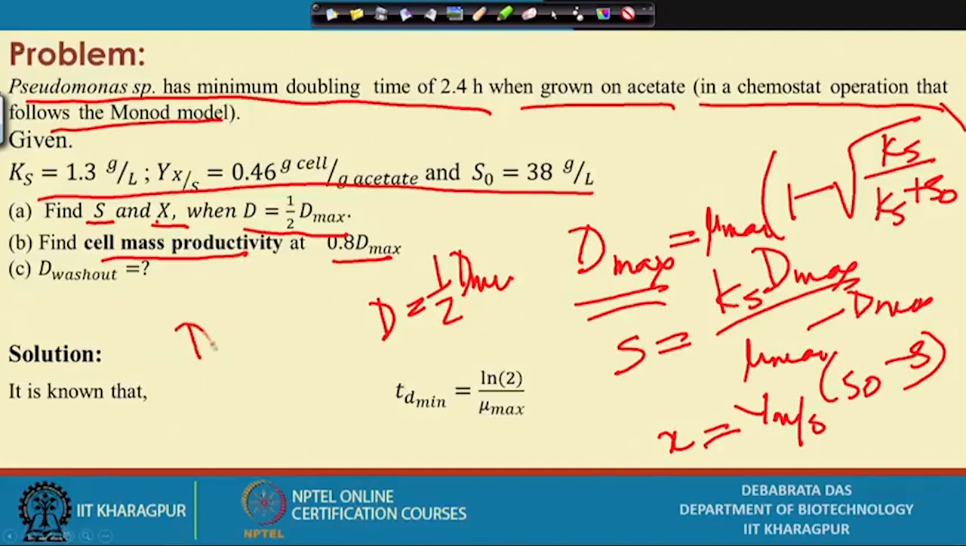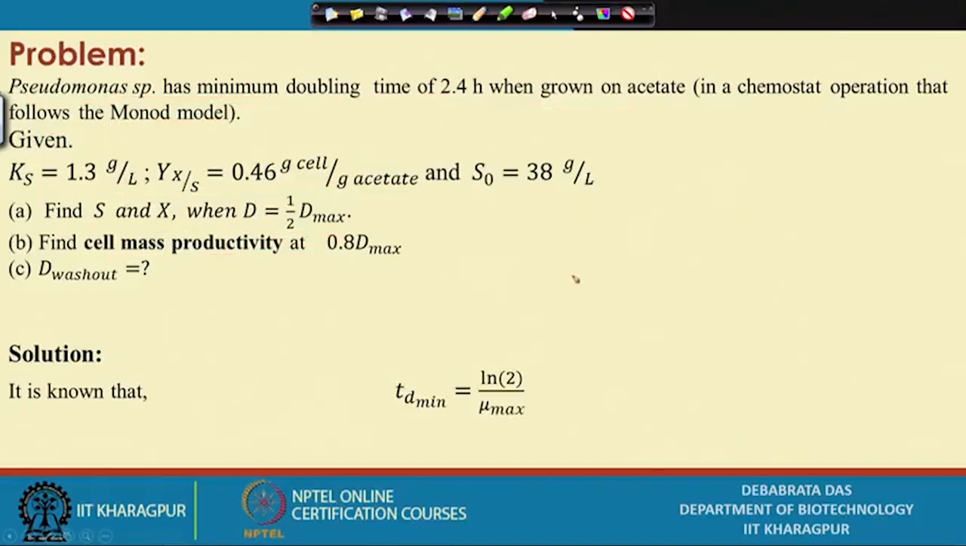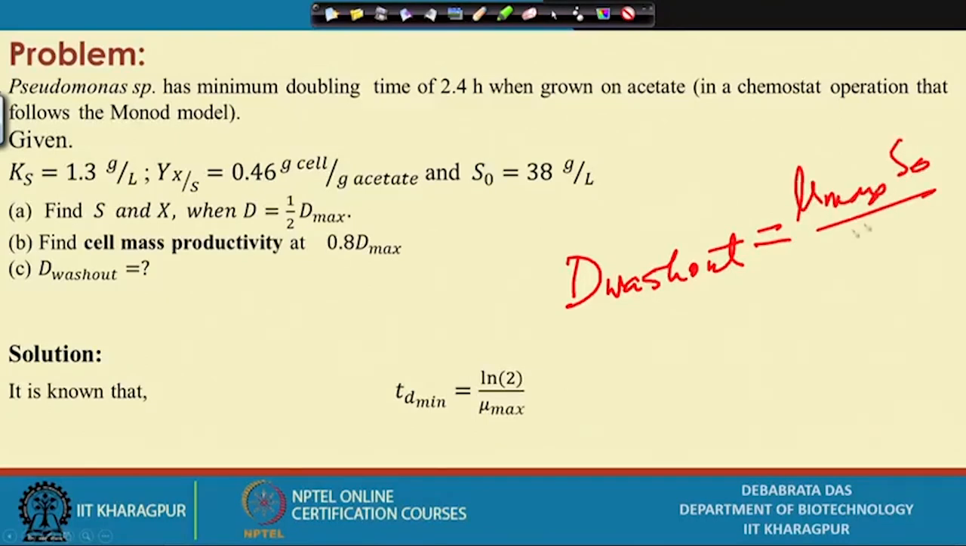What is the cell mass productivity? d into x. And what is the cell washout? At washout there is no cell present in the reactor, then s will be s 0, and the equation will be mu max s 0 by K s plus s 0. So, I hope it is a very simple problem, and everybody can understand it.